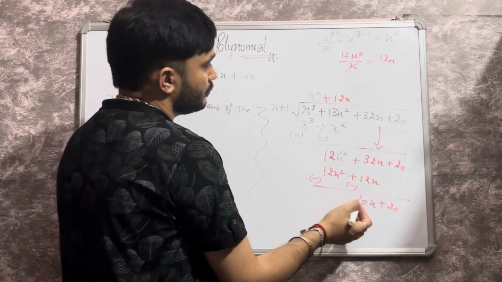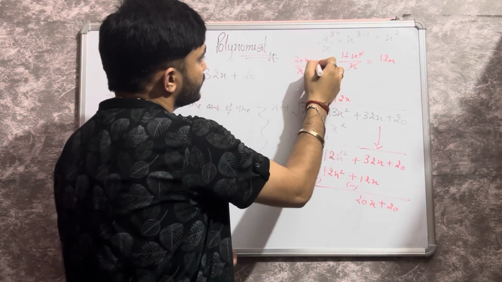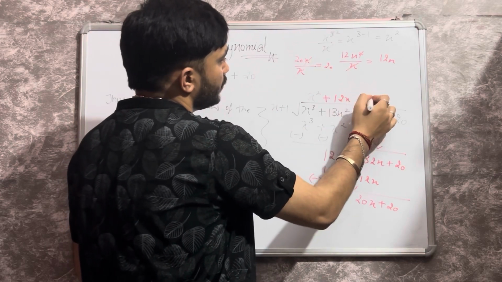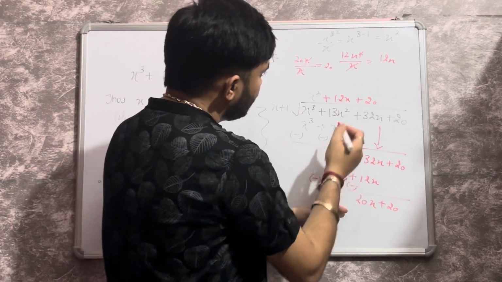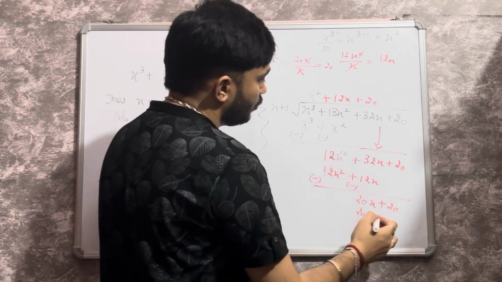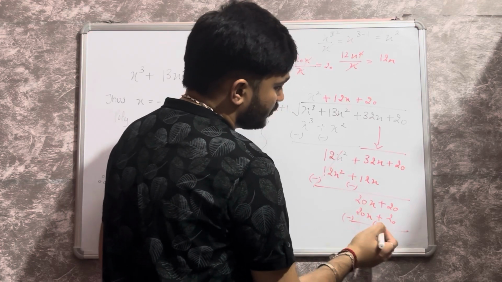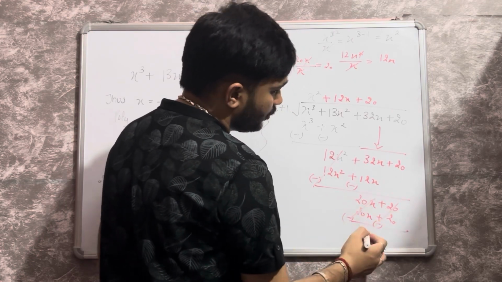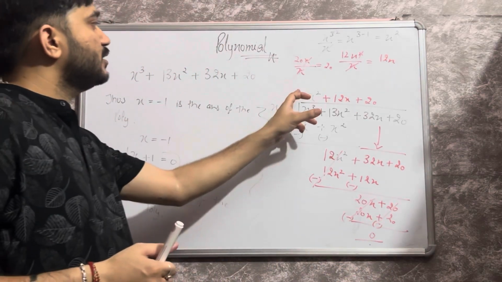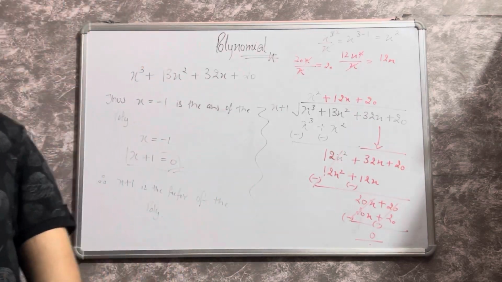Now take this number, that is 20x, divide this with the first number, that is x, you will get 20, so plus 20. Here 20 into x, you will get 20x, plus 20 into 1, you will get 20. Write the opposite sign of it, that is minus minus, and you will see that you can cut both the terms and the remainder will be 0. It means this is also a factor of this polynomial. So what will be our next step?